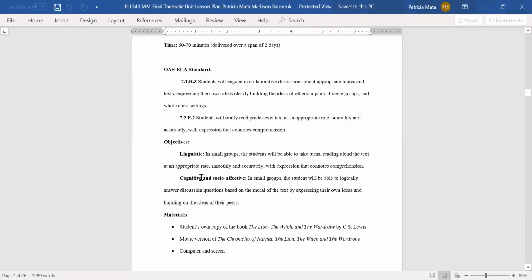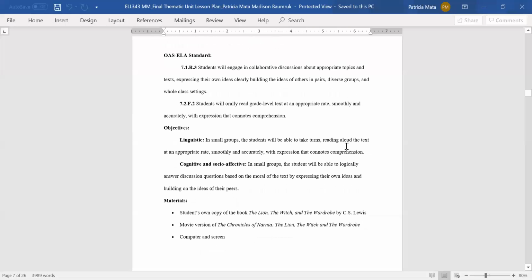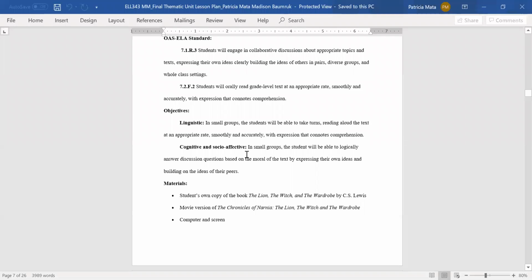Out of these two standards, we have created linguistic, cognitive, and socioaffective objectives. So the linguistic objective states that in small groups, the students will be able to take turns reading aloud the text at an appropriate rate, smoothly and accurately with expression that connotes comprehension. The cognitive and socioaffective objective states in small groups, the students will be able to logically answer discussion questions based on the moral of the text by expressing their own ideas and building on the ideas of their peers.